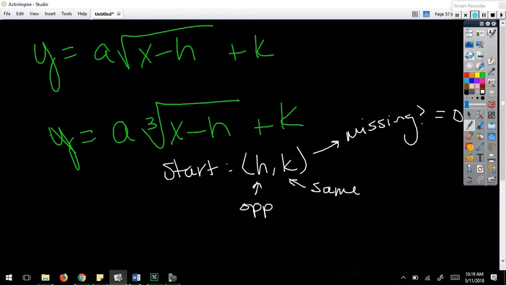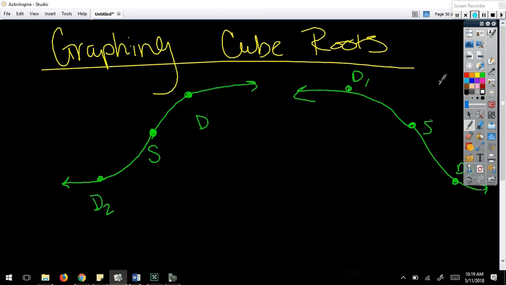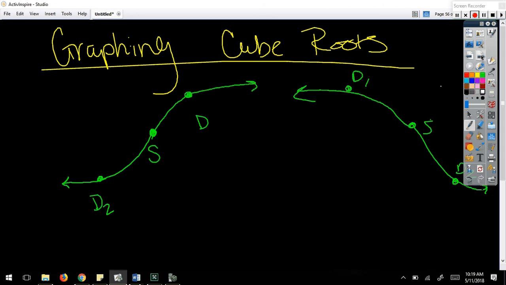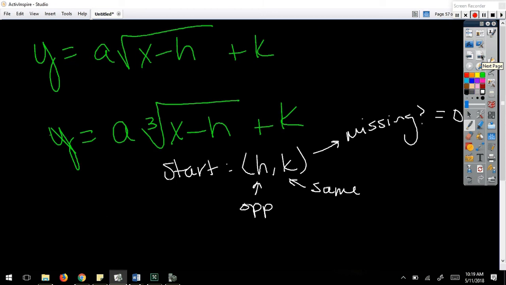Let me just catch the video up. We got the two graphs for the cubed roots because I had to record over it. Start point, two direction points. Now we're back to our equations.